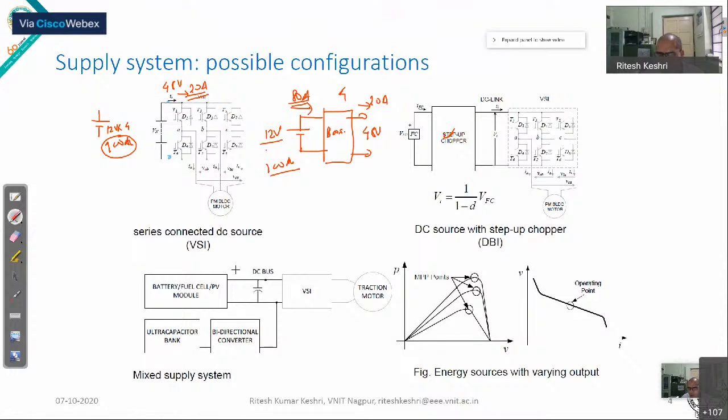One problem. In the first case, the 100 Ah battery was there and you were running 20 amperes. So how many hours can you run your vehicle? 5 hours. In this case, how many hours can you run your vehicle? 100 Ah divided by 80, less than around 1.25 hours.